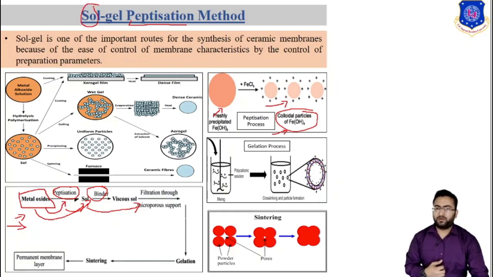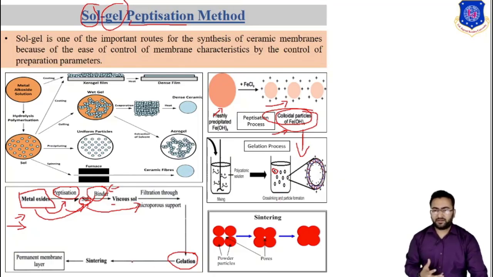We make the sol using the binder, and gel means the gelation process. We use both processes, that's why this process is termed the sol-gel peptization method. So we make the sol using the binder. Then this sol is passed through filtration through a microporous support, and the gelation process starts. Gelation means we make the solid from these colloidal particles. If we freeze the particles, they are converted into solid, and we get this type of solid particles in solution.